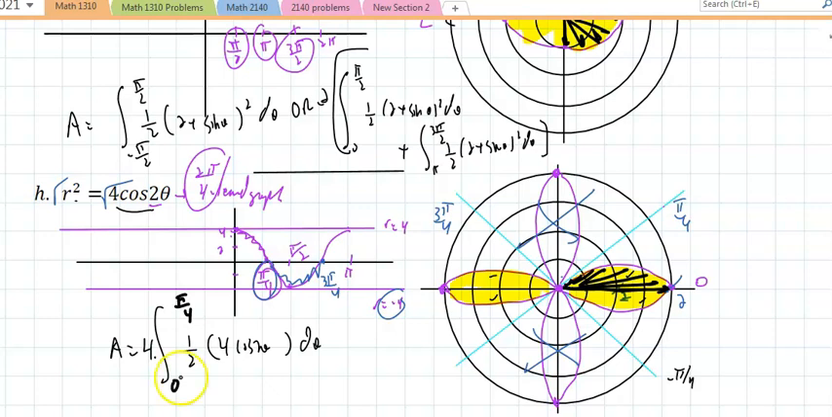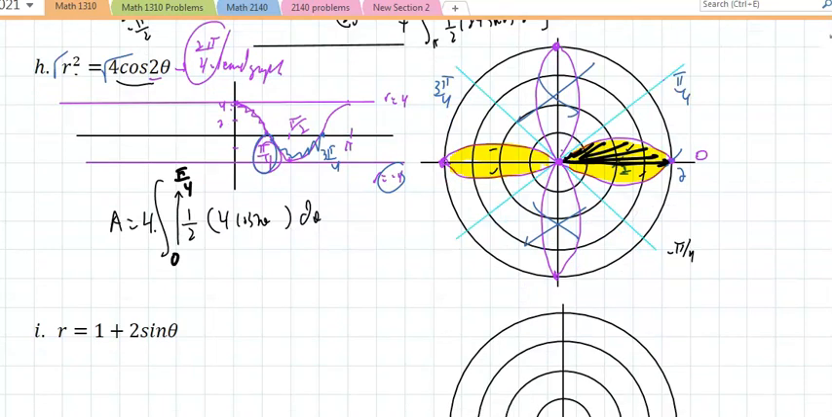Just be careful. The limits on the integral must be in increasing order. Otherwise, you'll get area to be negative, which is not allowed. And again, I'm not working those out, assuming you can integrate that, because we already did integrals of sines and cosines and trig functions, if you remember. Now the next problem down.